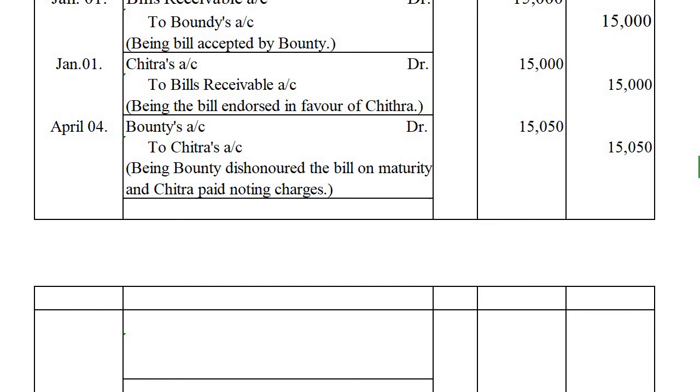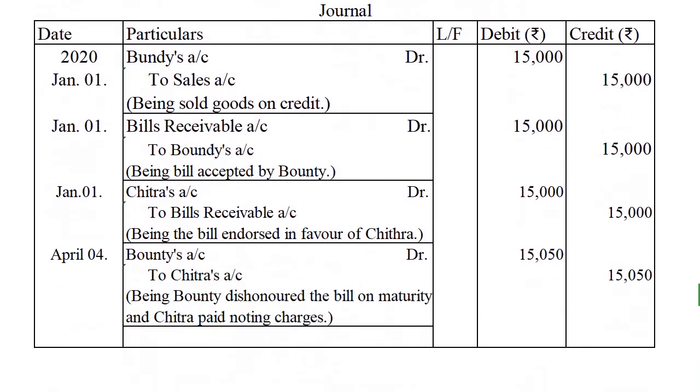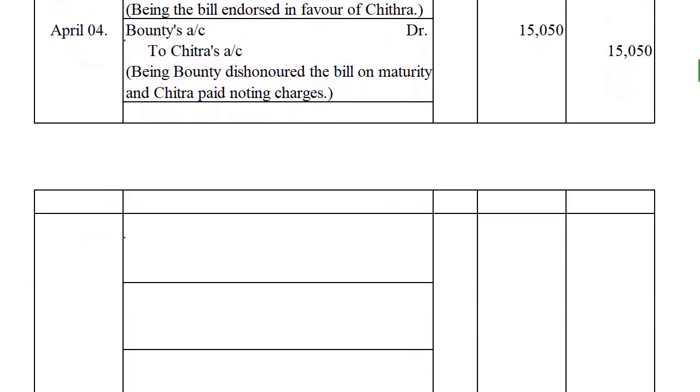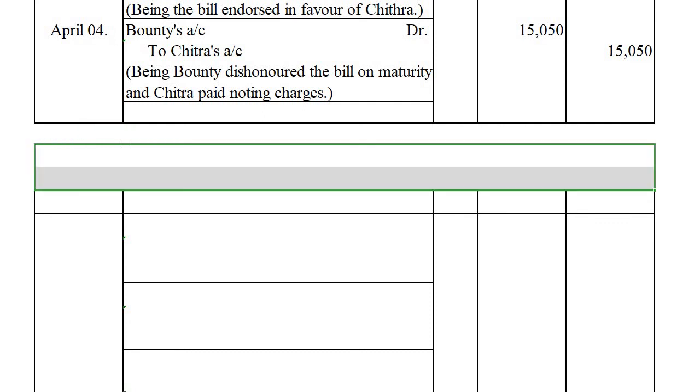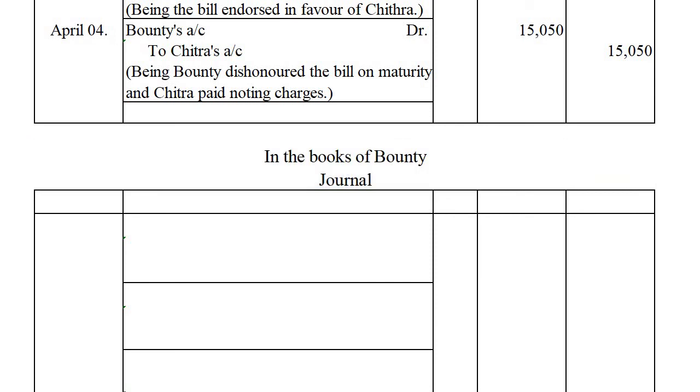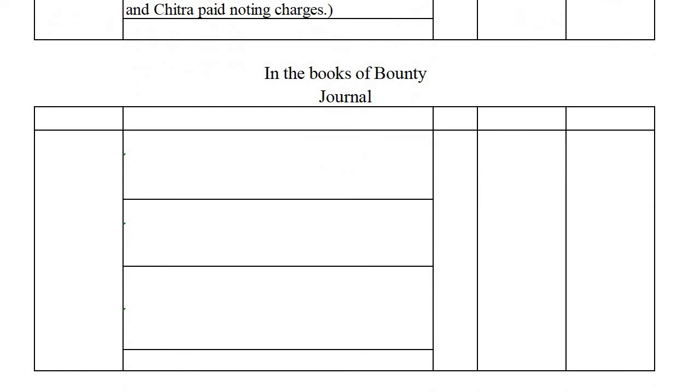Okay, so these are the journal entries in the books of Assad in all the three given cases. Now let us see what will be the journal entries in the books of bounty for dishonoring of the check. Here we have not written the format of journal entries because there is only one type of journal entry at the time of dishonoring and payment of noting charges. That is why it is not written.